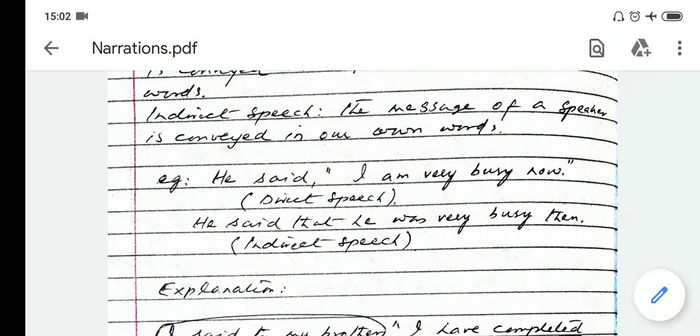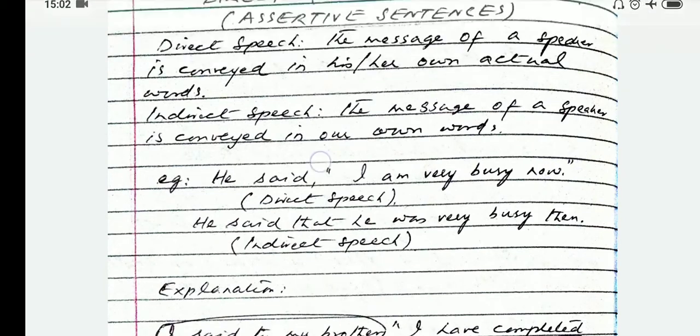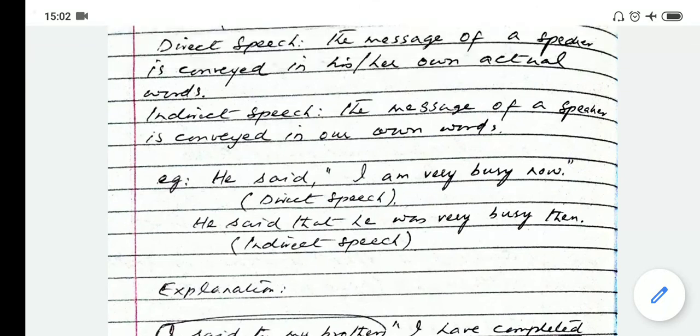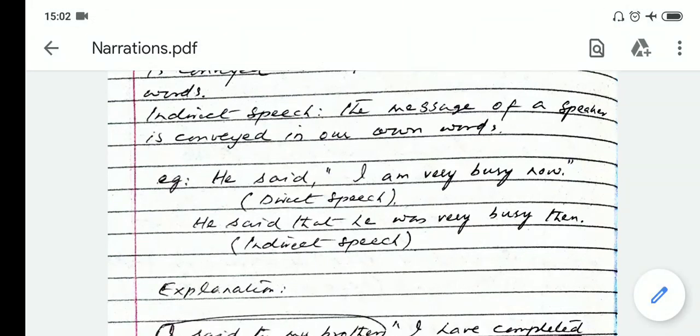Since we are quoting his own words, तो we are putting the quotation marks भी कहते हैं इसको, and inverted commas भी कहते हैं. We are putting it in the inverted commas because we are quoting the same words that was said by the speaker or by the narrator. Such speeches are called direct speeches.